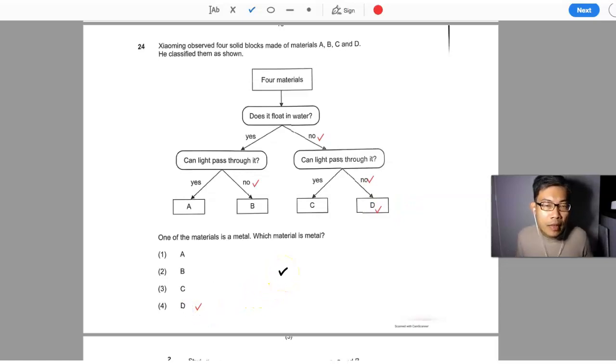This kind of question is slightly harder because you have a diagram like this, a flow chart to interpret. So you can look at the options, look at the questions, how the branches go in different directions to try to understand this. You trace this through, like how I did just now. Does it float? No. Can light pass through? No. And of course, I must know the property of metal to begin with. That is memorized by heart: metal sinks and metal is opaque.